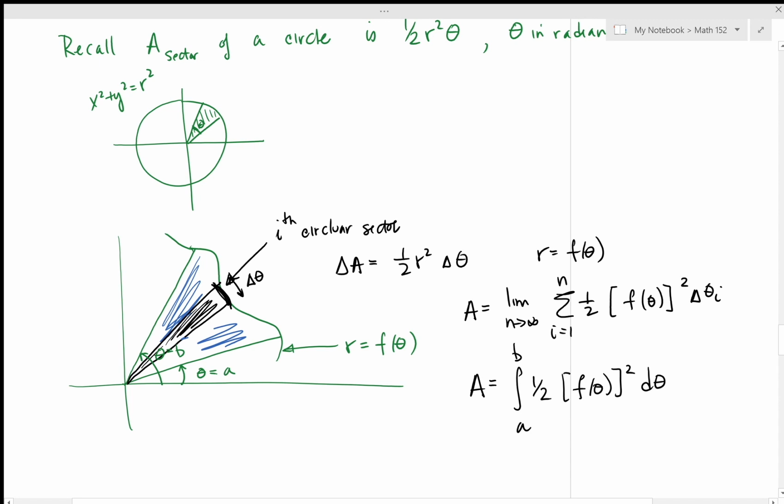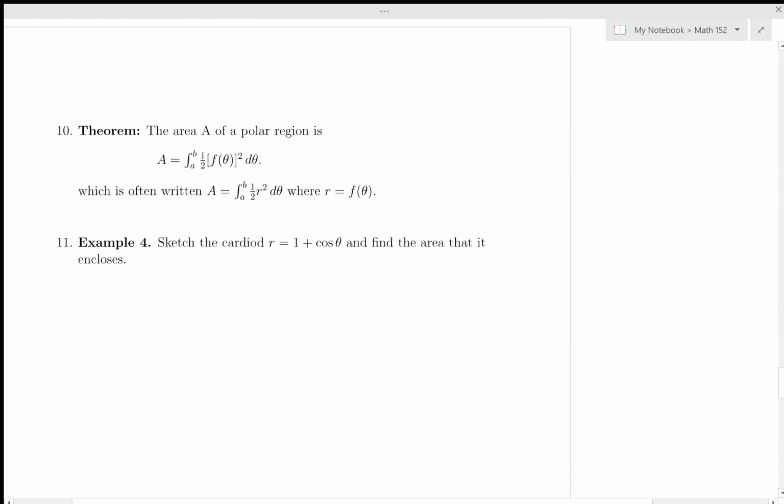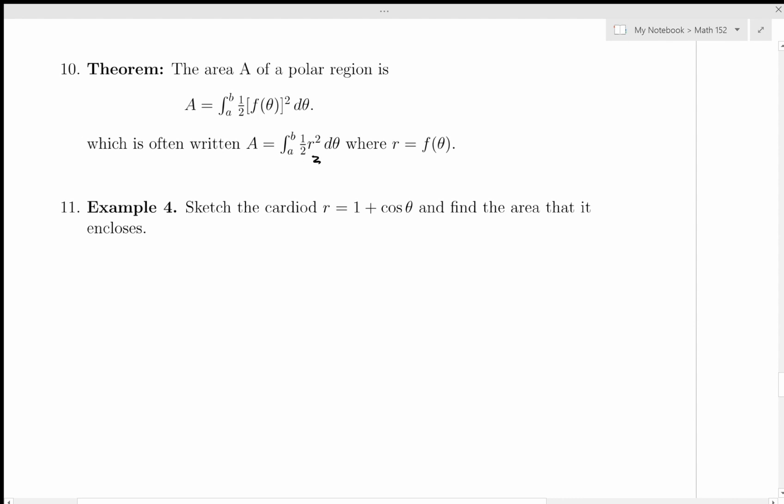Basically, instead of using rectangles and then taking the limit of the sums of the rectangles, we're using little pizza slices and taking the limit of the sum of the pizza slices, because we know how to calculate the area of each little pizza slice. That is exactly what you're being told here. The area of a polar region is the integral of 1/2 f of theta squared d theta, and we sometimes write that with r there, thinking of r as a radius, and r is a function of theta.